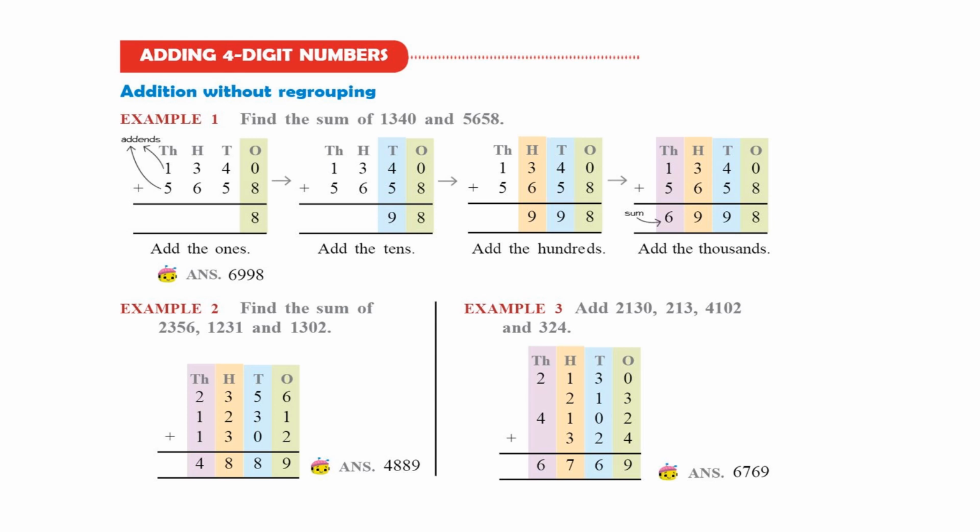We know what is ones, what is tens, what is hundreds. You have to arrange the numbers one below the other accordingly. Now let us start from ones place. How many numbers are there in ones place? There are 4 numbers. Now we are going to add 4 numbers. How to add 4 numbers?